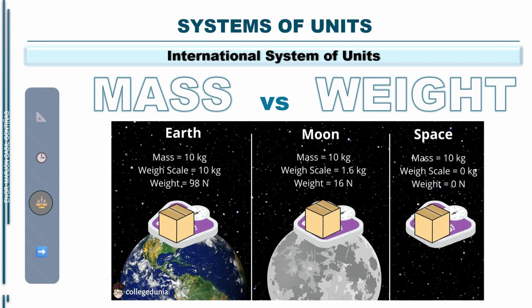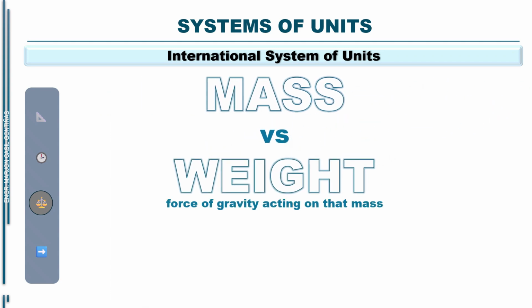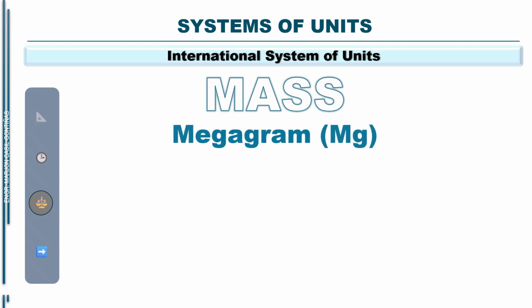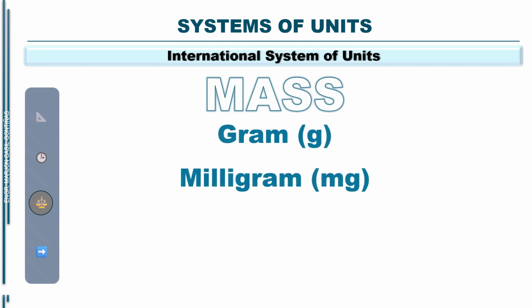But weight does. Weight is the force of gravity acting on that mass. So while your mass stays the same, your weight would be less on the Moon because of weaker gravity, and even zero in deep space where there's no gravity. And just like length, we can scale mass up with units like megagrams or down with grams and milligrams.